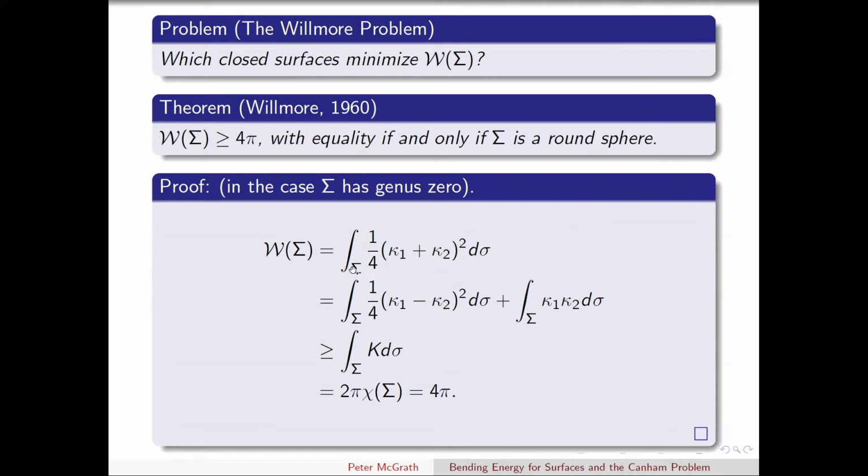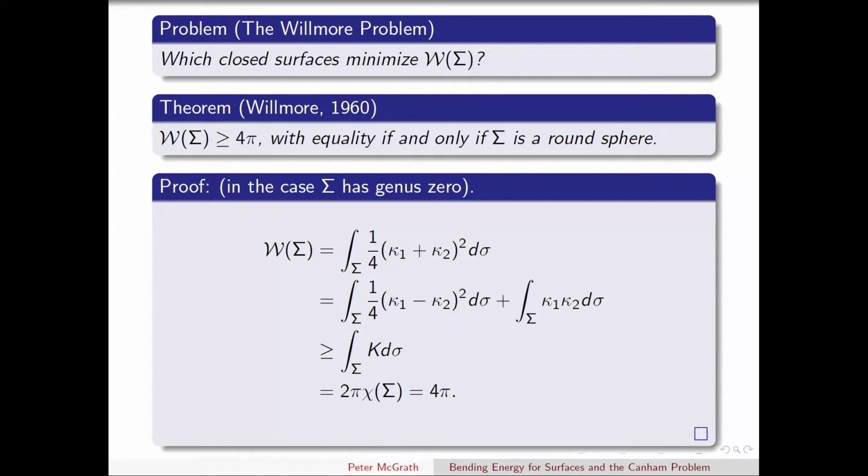And then I simply throw away this first term, which is non-negative because it's something squared with positive coefficients. And then the latter term is again this Gauss curvature term, which from what I said before, gives us a topological invariant, 2 pi times the Euler characteristic. And in this case, I'm assuming my surface has genus 0. So the Euler characteristic is giving me 2, and I get 4 pi. So that is the proof in this case.